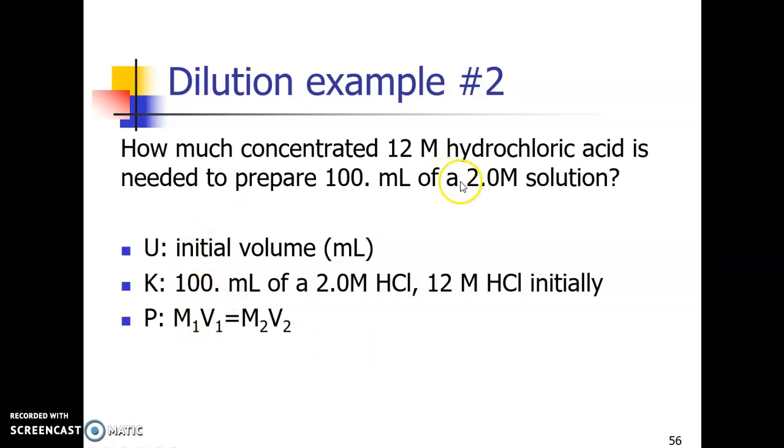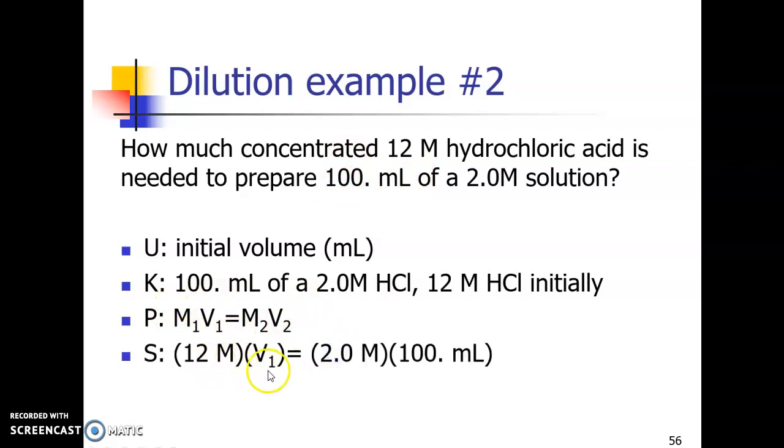So we have a change in concentration here. If you have a change in concentration or change in volume, you use M1V1 equals M2V2 and plug in the numbers that you know. It'll end up being 2 times 100, so 200 divided by 12, and you should come out with about 16.7 milliliters when you perform the calculation.